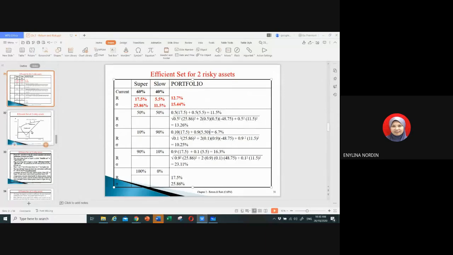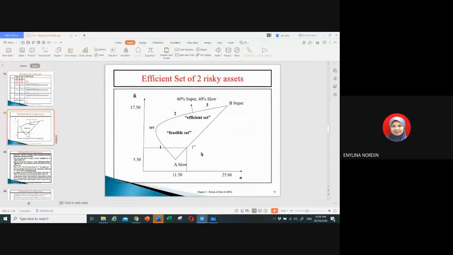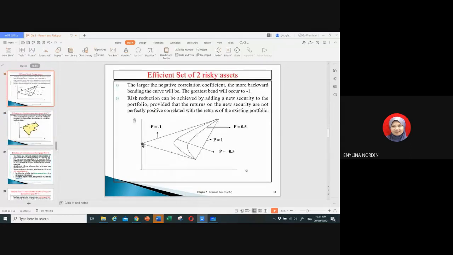Okay, jadi bila kita plot dalam graph, inilah bentuk dia. Sebab apa bentuk dia jadi begini? Dia curve bend backward begini sebab covariance and correlation. So it depends on covariance and correlation. Kalau dia makin kecil, maknanya menghampiri negatif 1, dia akan jadi begini. Lagi kecil, lagi bengkok ke belakang. Lagi dekat ke positive value, positive 1.